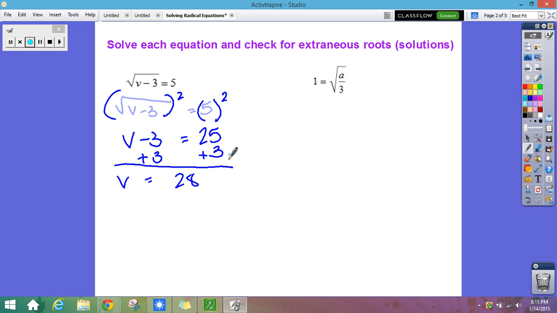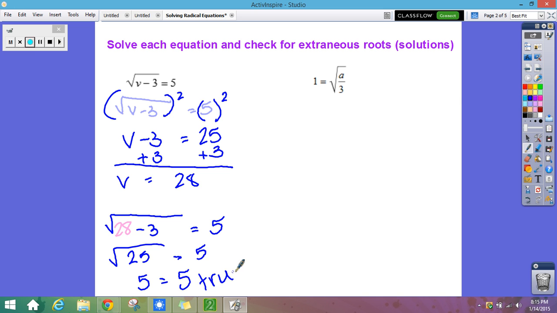That's what we think the answer is, but we need to check that. So we're going to put that into the original equation. I'm going to use a different color. V is 28. And we're going to subtract 3 and see if that equals 5. So 28 minus 3 is 25. And of course the square root of 25 is 5. And so this ends up being a true statement. So I know that my solution, v equals 28, is a valid solution.